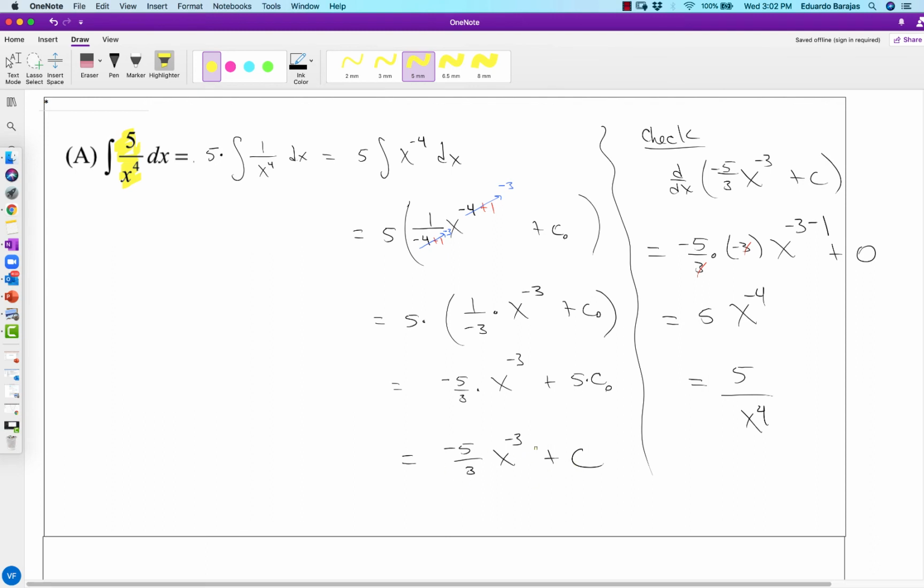So we can leave it like this, or we can also rewrite it to be this. This is equal to negative 5 over 3x to the positive 3rd power plus some constant. So either one of those is fine as our answer.